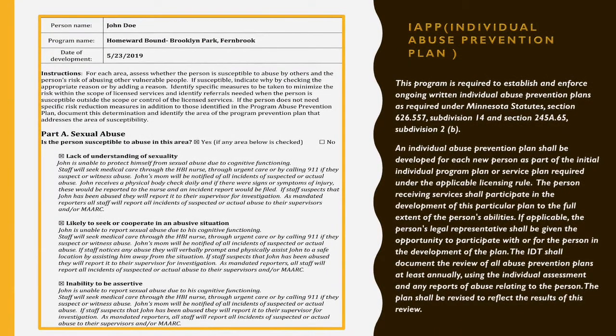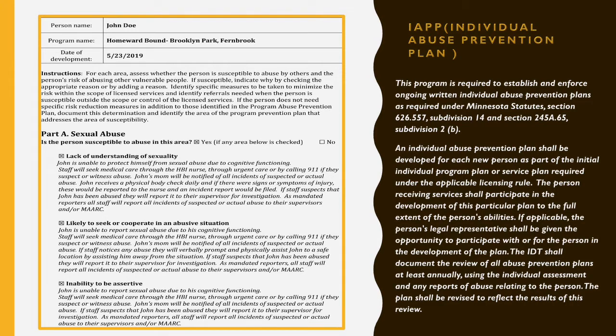Next we have our IAPP, which is also known as the Individual Abuse Prevention Plan. This program is required to establish and enforce ongoing written individual abuse prevention plans as required under the Minnesota statutes. Now, the contents of this plan include a statement of measures that would be taken to minimize the risk of abuse to the vulnerable adult when the individual assessment is required. This also indicates the need for measures in addition to the specific measures identified in the program abuse prevention plan.